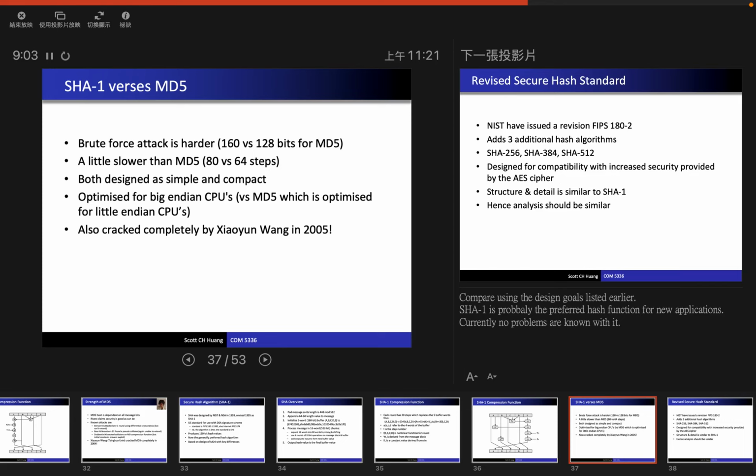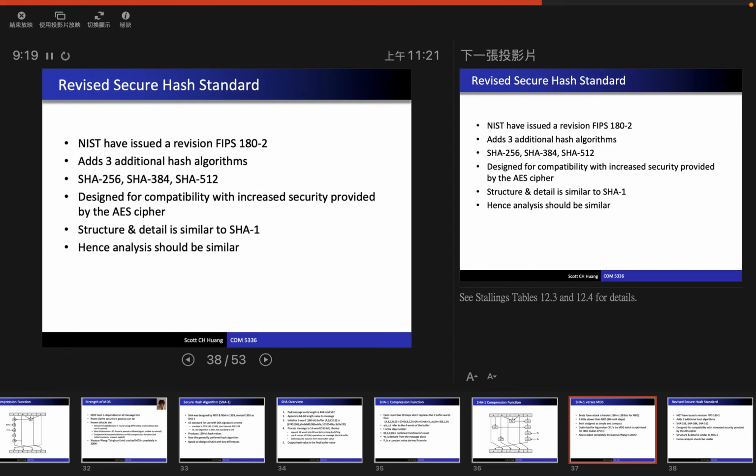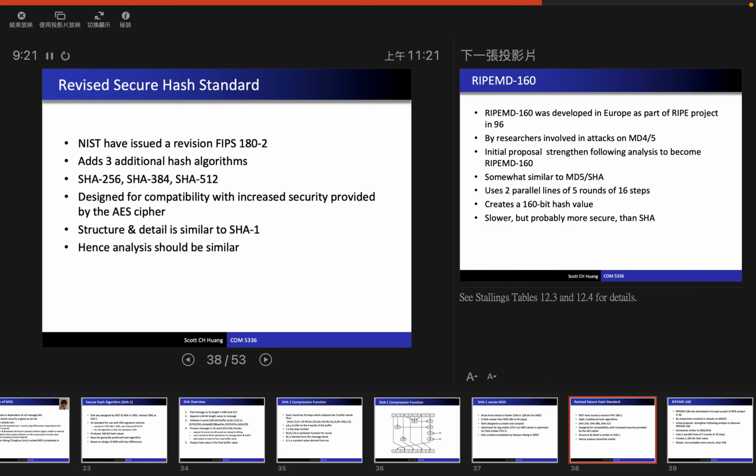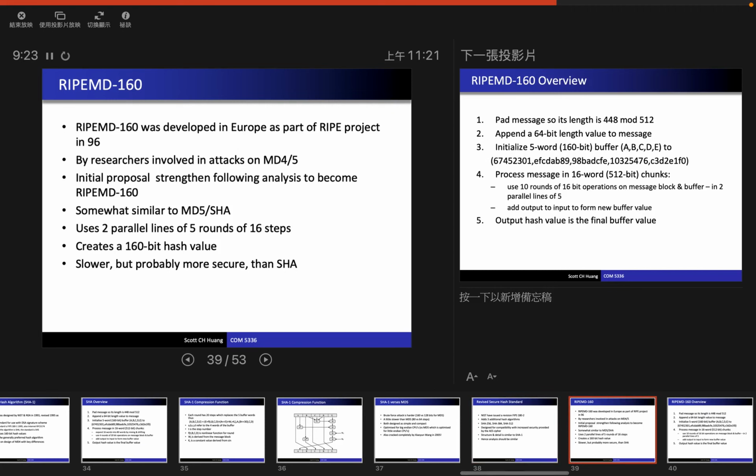So it's very similar to MD5. It was cracked by Wang Xiaoyun in 2005. One year later, SHA-1 was not good. And then there's another algorithm called reversed secure hash algorithm. There's a European version called RIPE-MD.